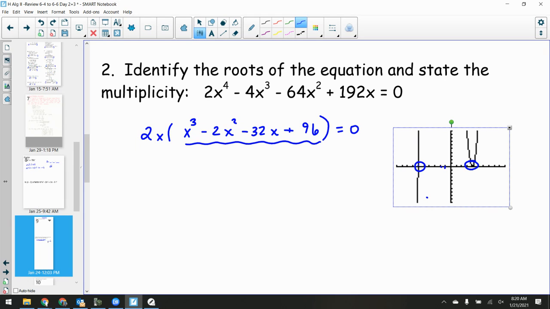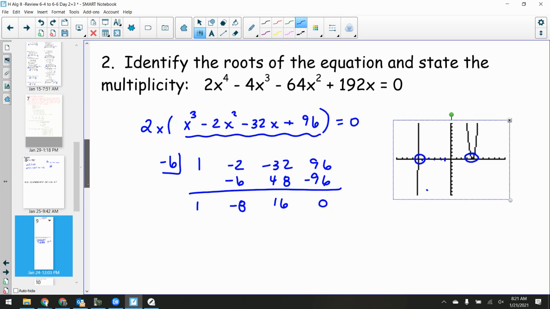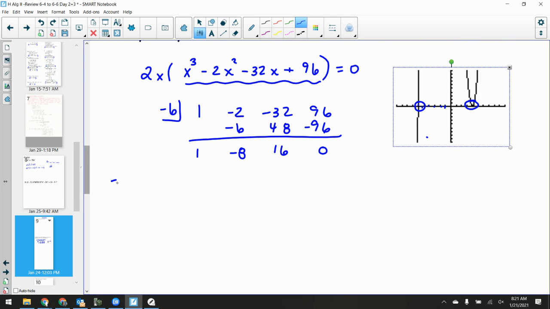All right, so let's use this one on the far left side. Looks like it's -1, -2, -3, -4, -5, -6 looks like. Let's test it out, and see if that is actually a -6. 1, -2, -32, and 96. That's a 1, a -6, a -8, 48, and that's a positive 16, which is a -96. It is indeed at -6. So we bring down our 2x. Don't forget about that GCF. This turns into an x plus 6. That's my corresponding factor that has that root.